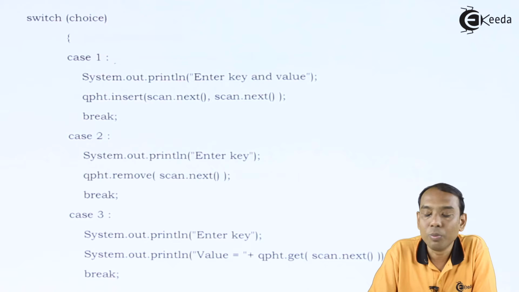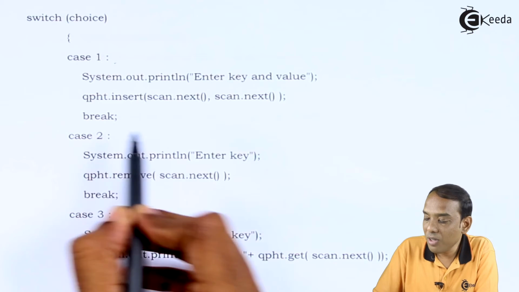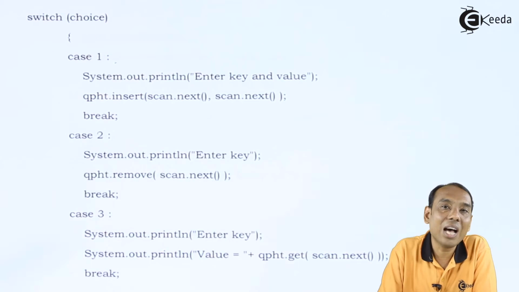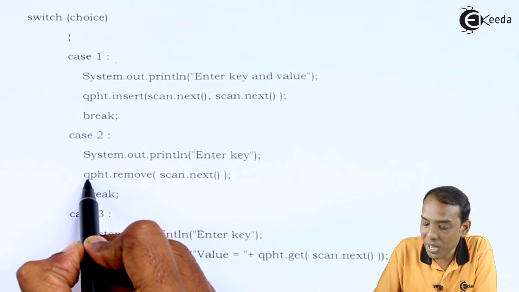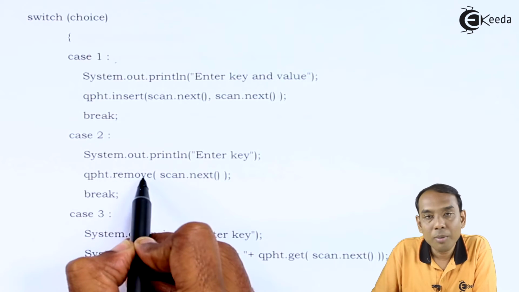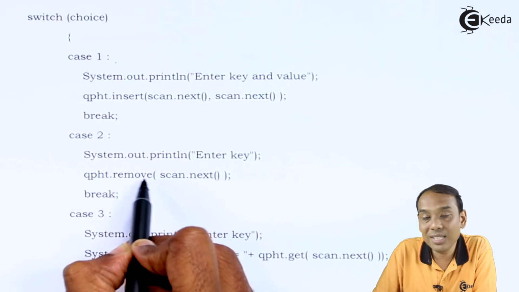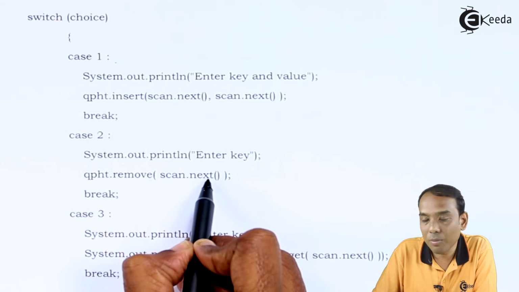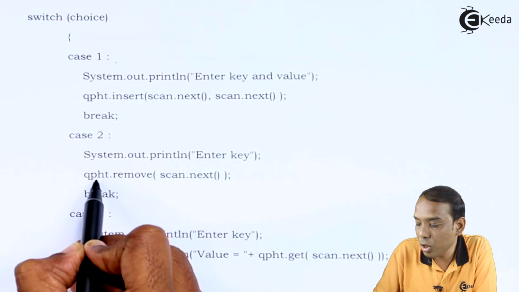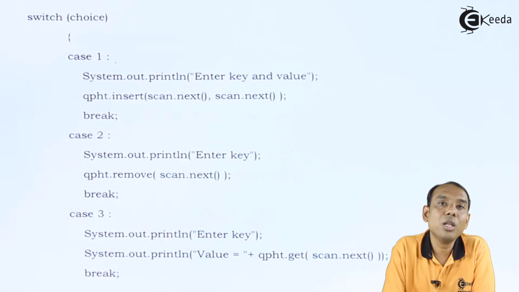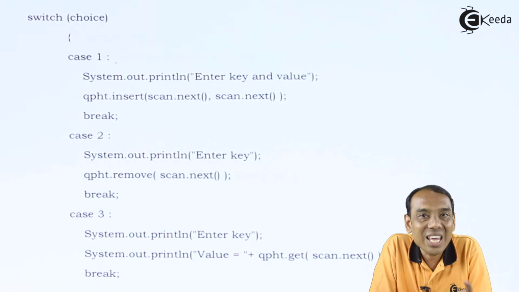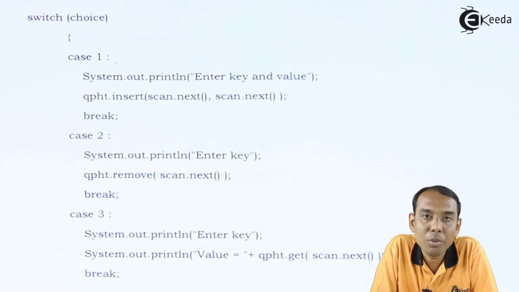Let us move to another operation. Case number 2. For case number 2, we have enter key. We are going to ask the user to enter the key, and based on this, we are going to call the function. We call the QPHT object dot method, that is the function called remove, and the key is taken from the user. So we have QPHT.remove, and the particular key is taken from the user. Based on this, the remove function is called. So the key is removed and its corresponding value is also removed using case number 2.